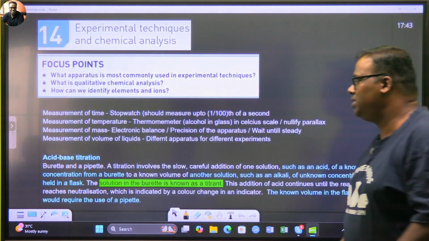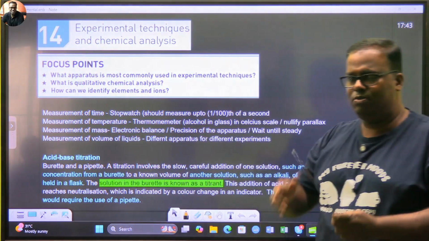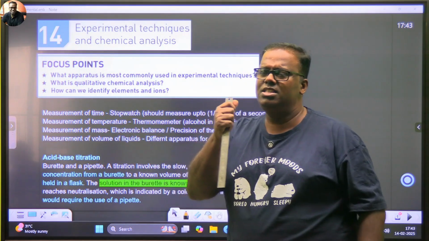So in an acid-base titration, we will have a burette and a pipette. Have you understood what a pipette is? So the question arises, sir, what do we take in?